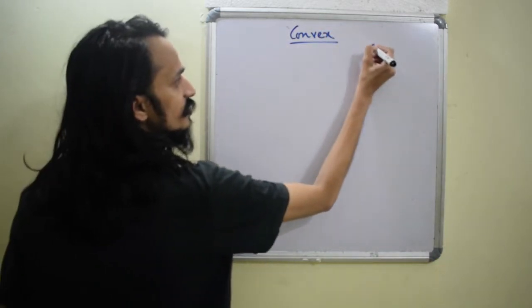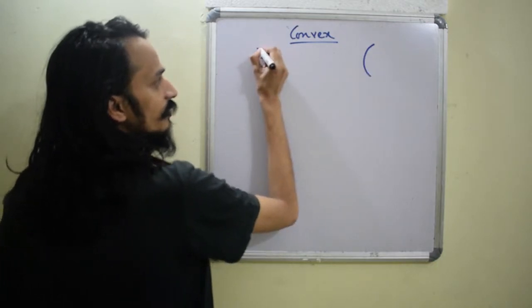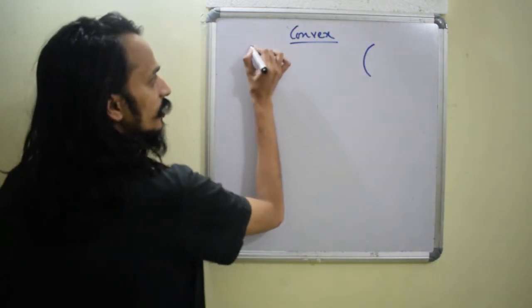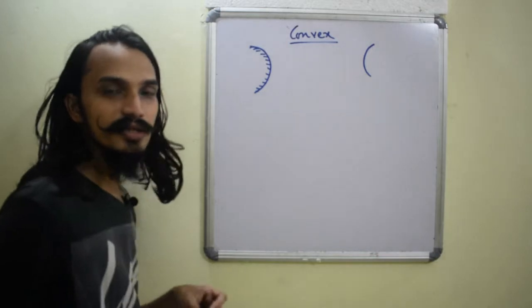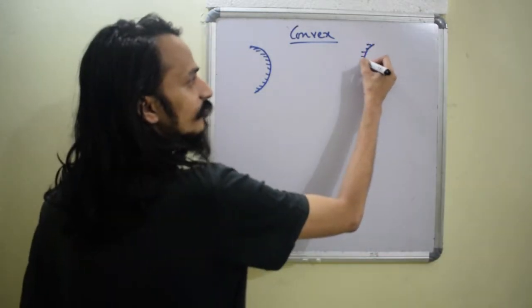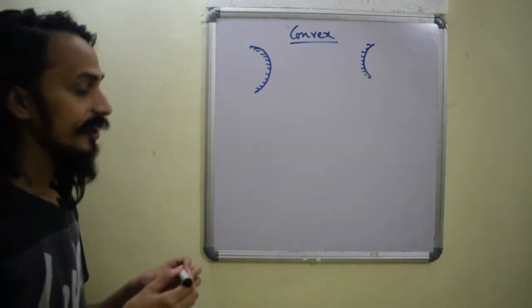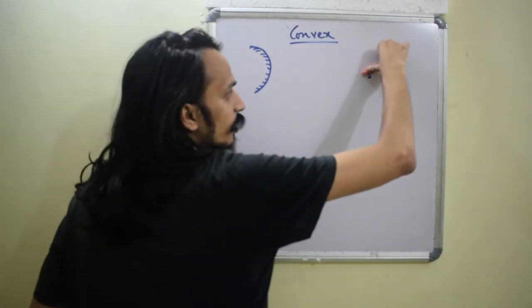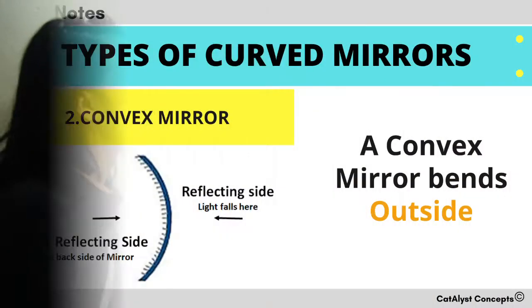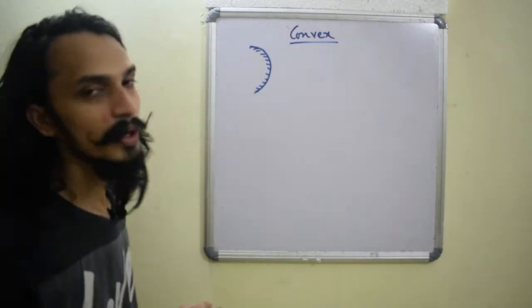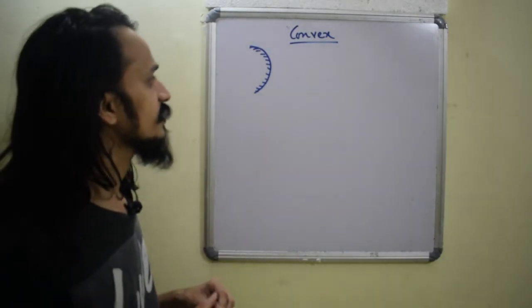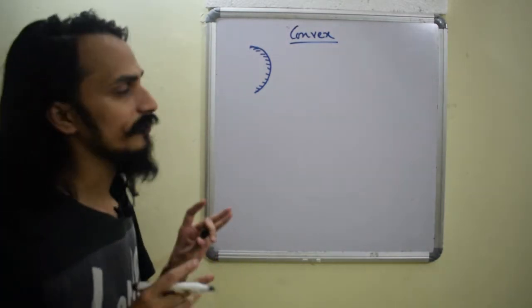So if this is a concave mirror, then this in a way can be called a convex mirror. The outer side is the reflecting side, and for the concave one the outer side is the non-reflecting side. We are not going to talk about concave today, we are going to talk about convex. Like a concave mirror has three points and a principal axis, even a convex mirror is going to have the same thing.